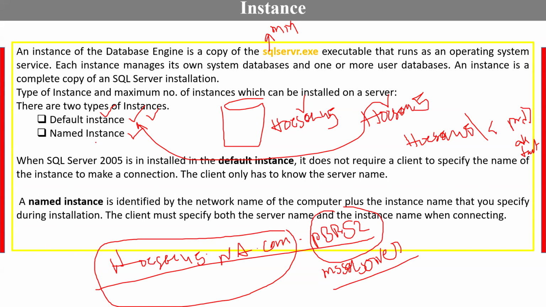So you have two instances: one is the named instance, one is the default instance. Default instance is nothing but your computer name. Whatever the computer name, the same name will be applicable for SQL Server, no need to specify any name. But when you go for a named instance, you need to specify the instance name. Make sense, everyone? So computer name is the default instance, and computer name dot your domain name dot MS SQL Server means it's a default instance.